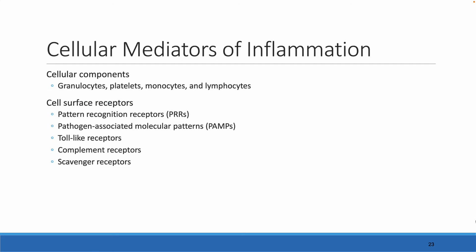There are some cellular mediators of inflammation as well. And the cellular mediators are shown here. We talked last week about cell surface receptors. There are all sorts of cell surface receptors, many of which are mediators of inflammation, and they are listed here. So the pattern recognition receptors, or the PRRs, the PAMPs, you may have heard something about them before. I imagine that you've heard of toll-like receptors from time to time. Complement receptors, and then scavenger receptors. These are all cellular mediators of inflammation.